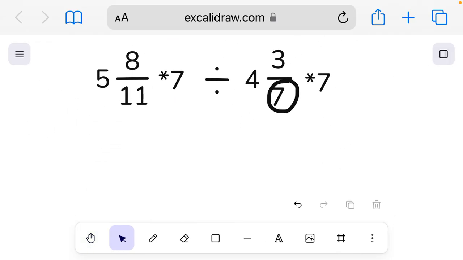Alternatively, you can use the fraction method. It will just give you the same result. I'll show you.